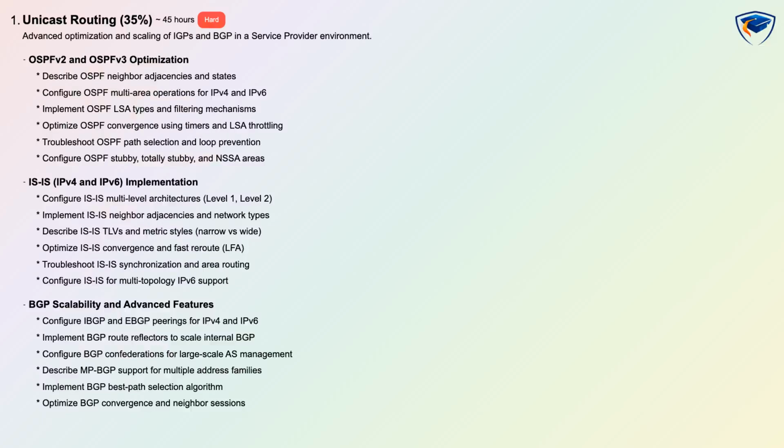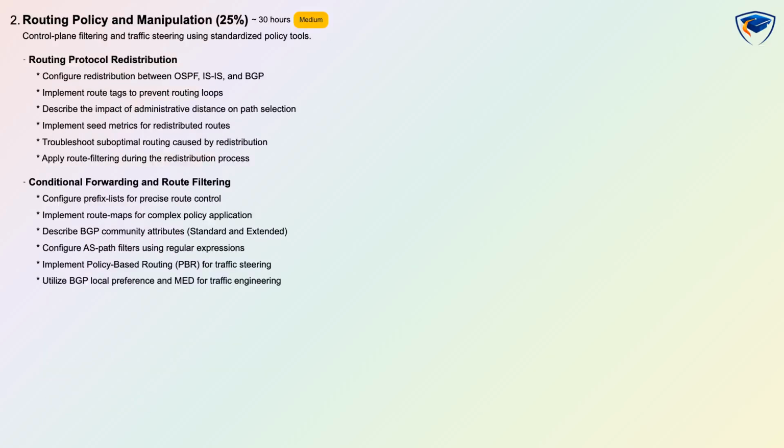convergence and neighbor sessions. Routing policy and manipulation is 25% of the exam, rated medium with about 30 hours of study and scenario-based assessment. This domain teaches control plane filtering and traffic steering using standardized policy tools, so you will practice redistribution between OSPF, ISIS, and BGP, apply route tags and seed metrics to prevent loops, and understand the impact of administrative distance on path selection.